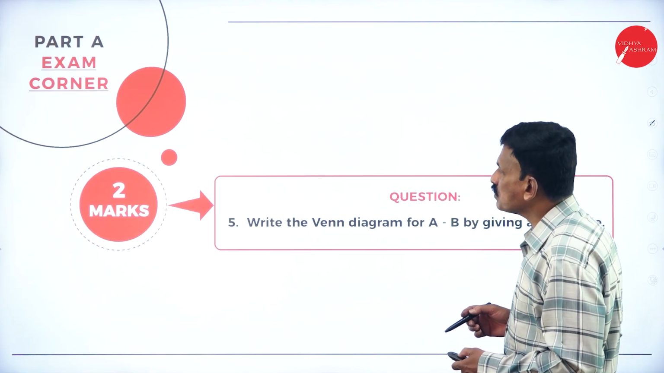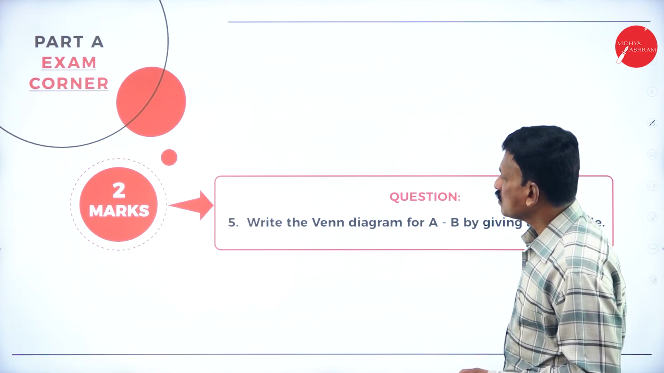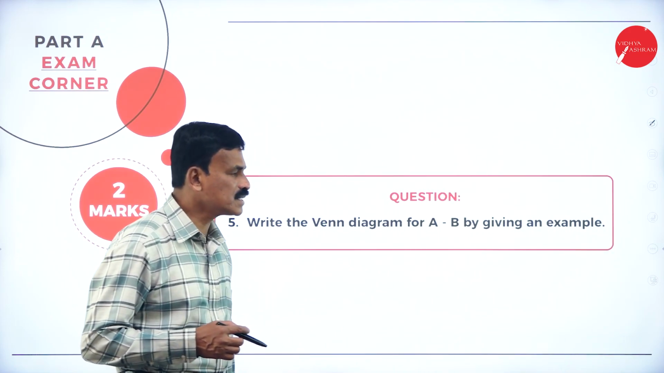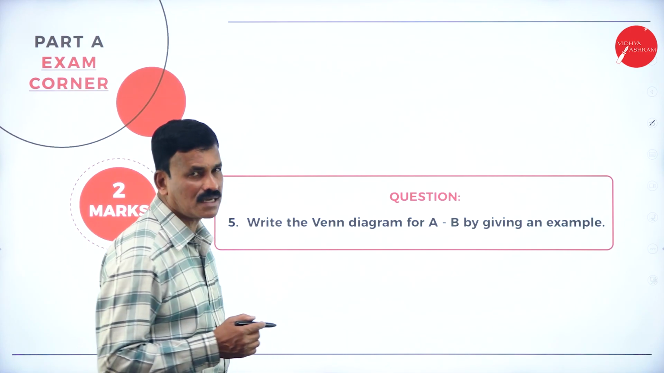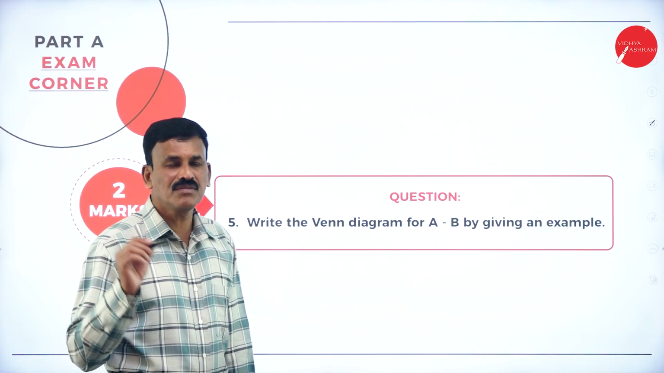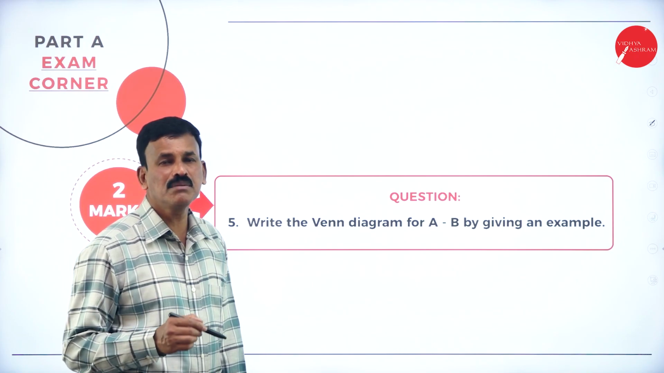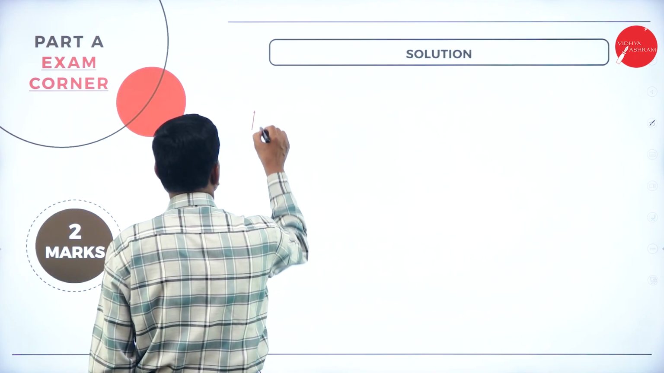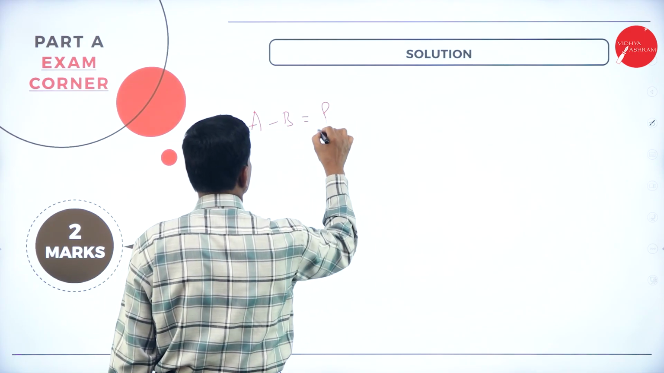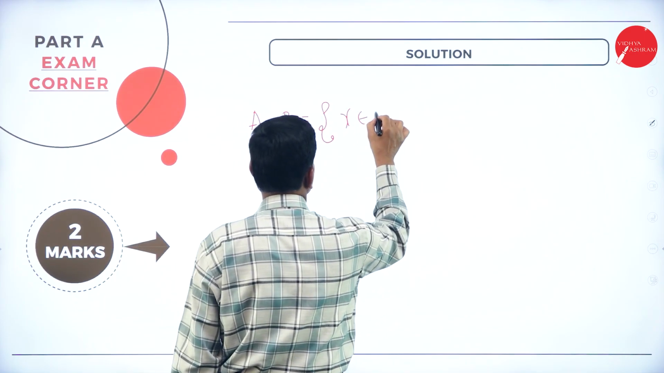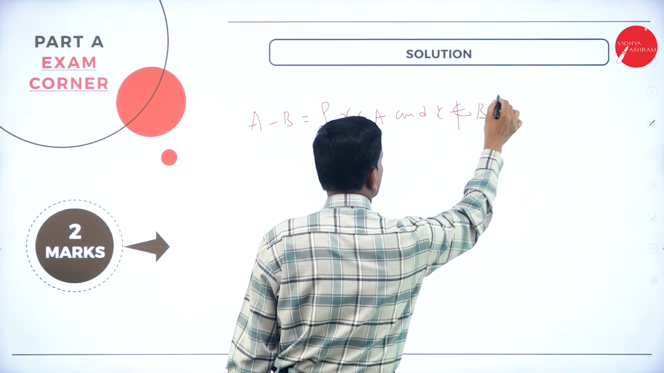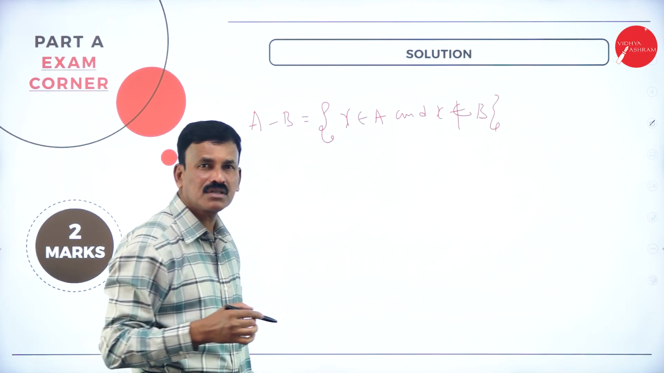Now, move on to the next question. Question number 5: write the Venn diagram for A minus B by giving an example. You know what A minus B is. A minus B is the set of x such that x belongs to A and x does not belong to B. All the elements which are in A but not in B.